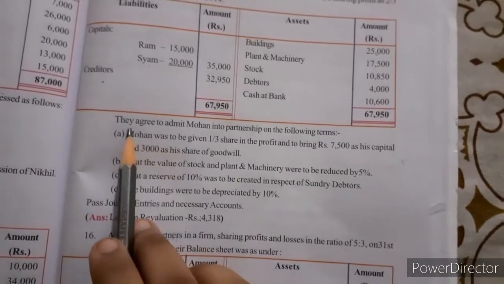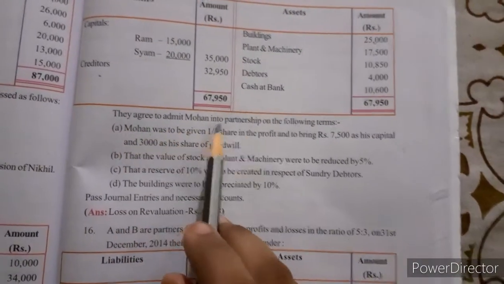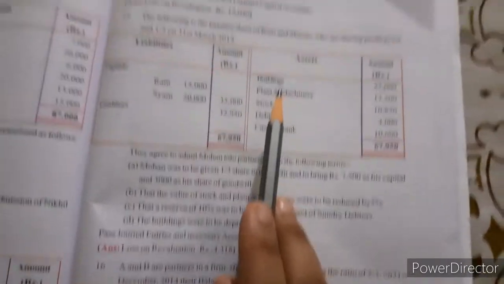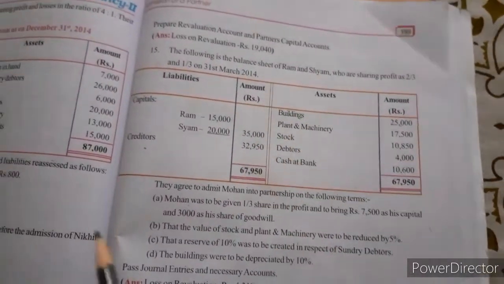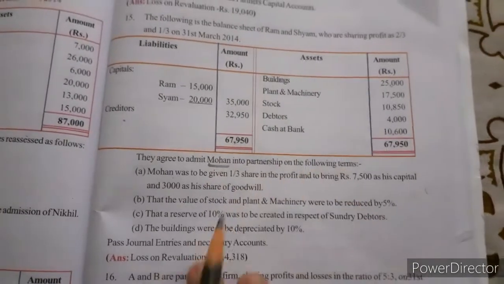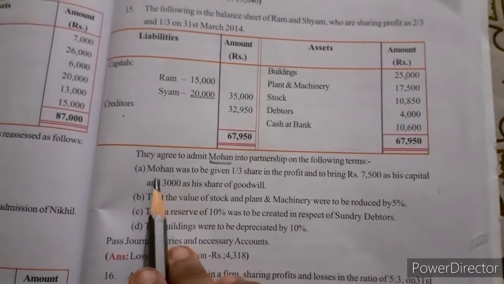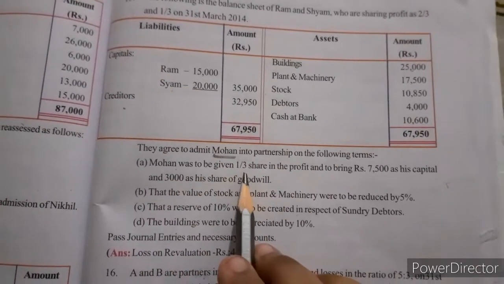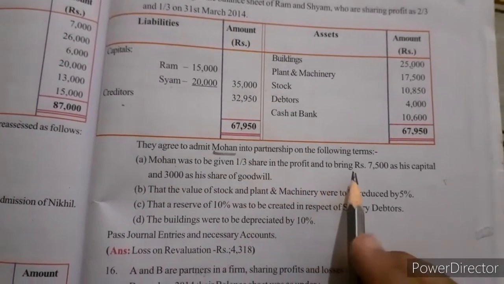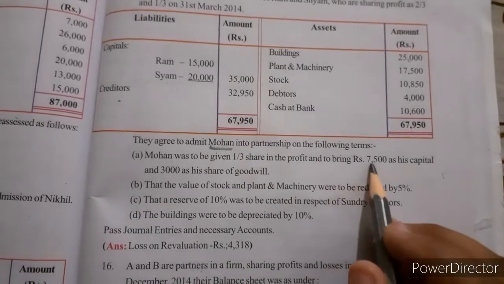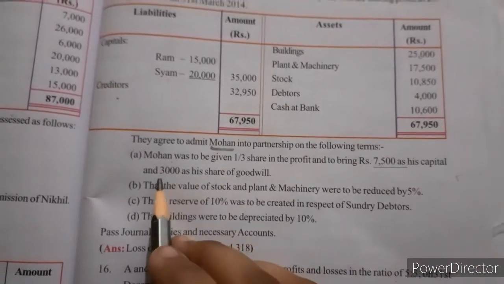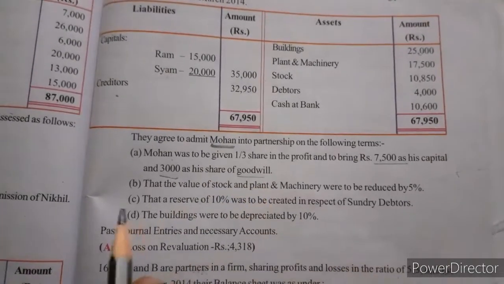Now as we see in the adjustments, they agreed to admit Mohan into partnership on the following terms. As Ram and Shyam have a new partner named Mohan, the first adjustment is that Mohan was to be given a 1/3 share of profit, and to bring 7,500 as his capital and 3,000 as his goodwill.